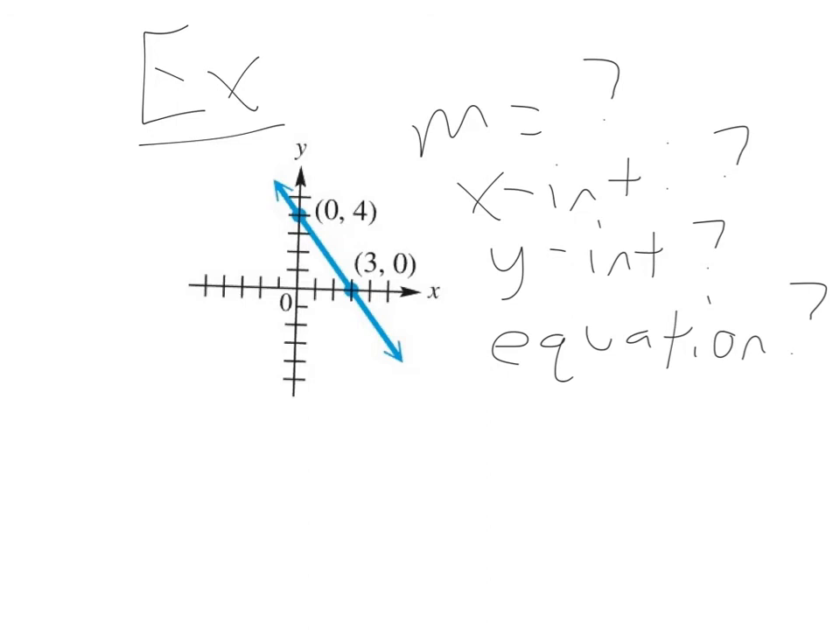Alright, here's another graph. I want you to do the exact same thing. Give me the slope, the x-intercept, the y-intercept, and the equation. So, to figure out the slope, you have to count how many units up and over from one point to the next. So if we go from the x-intercept of (3, 0), which would be right here, write that in for your x-intercept. If you notice, you have your y-intercept here of (0, 4). So we can go ahead and put that for our y-intercept.